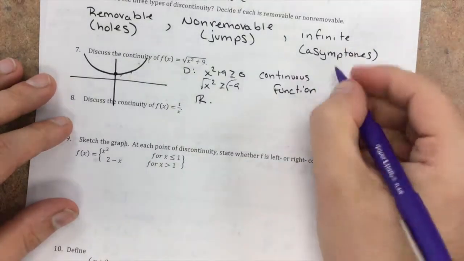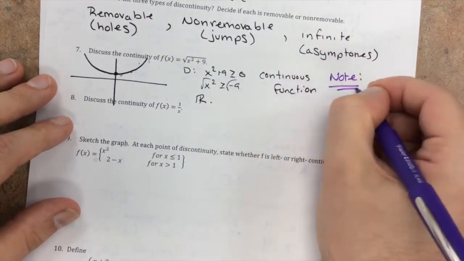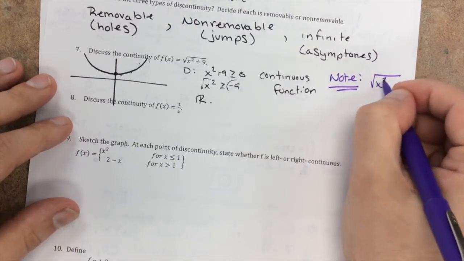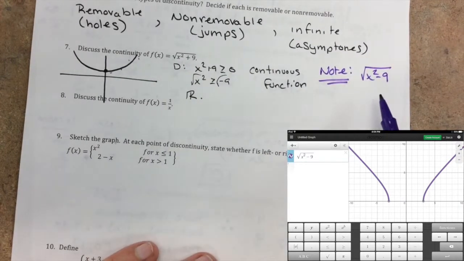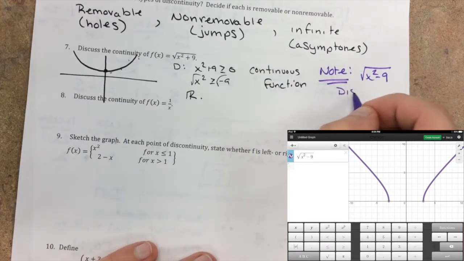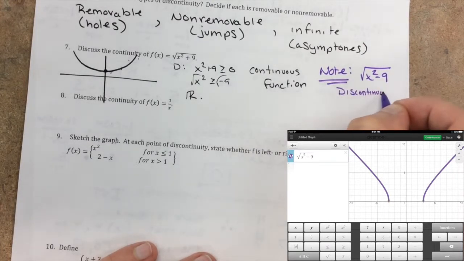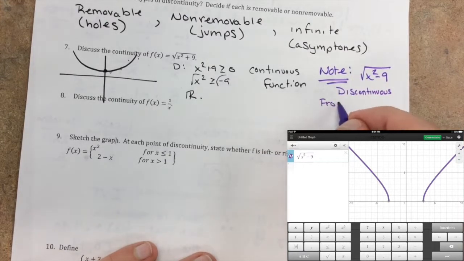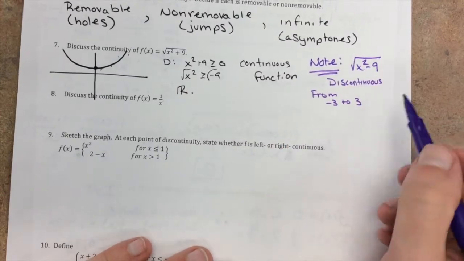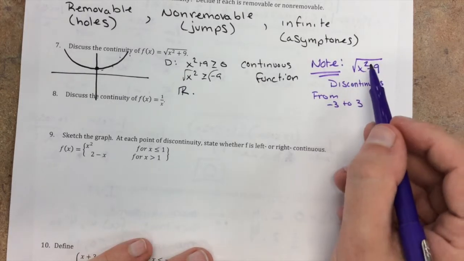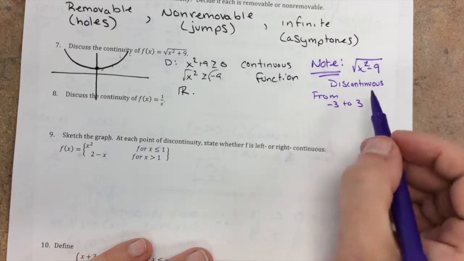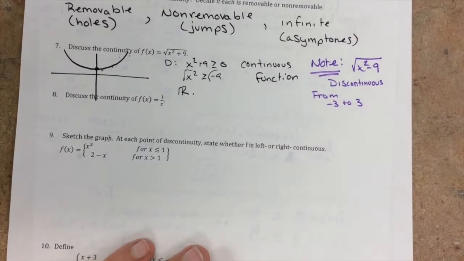Now, just as a note, if I asked you, and all I did was switch the sign, if that was x squared minus 9, then we have this completely new, different graph, which is discontinuous. And it's discontinuous from -3 to 3. And you can see that because for any number between -3 and 3, we get negative numbers underneath the square root sign, which is what we don't want. And this would be a jump discontinuity.